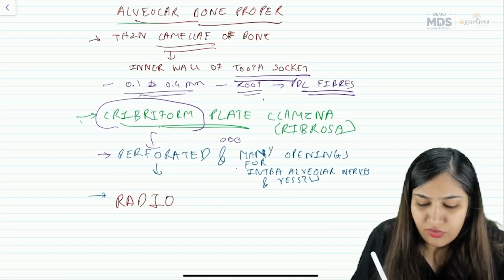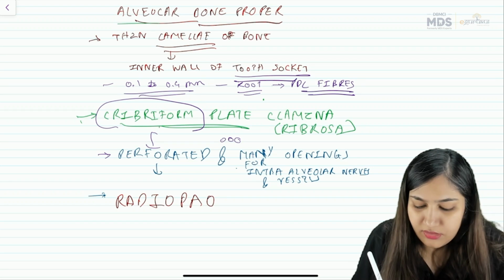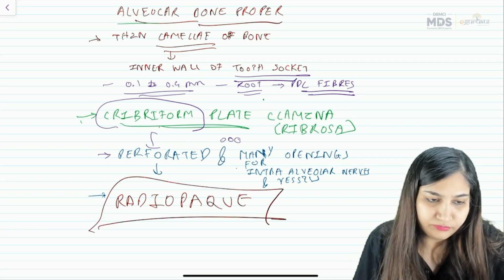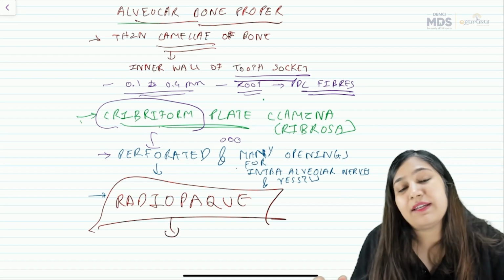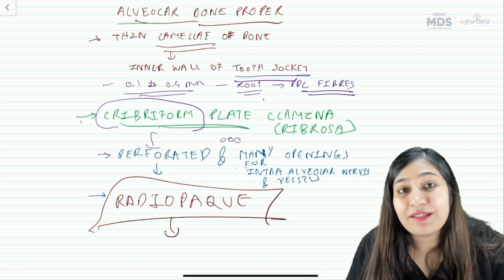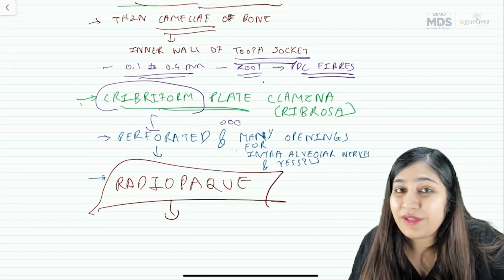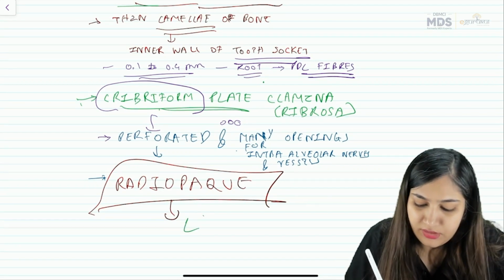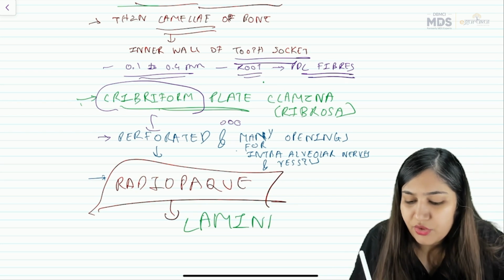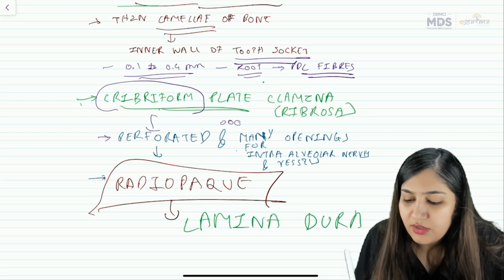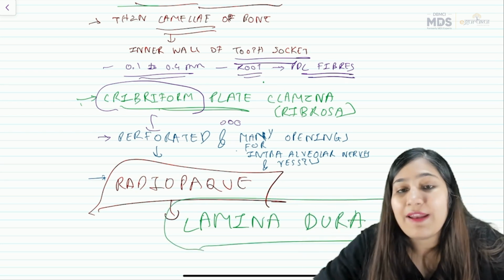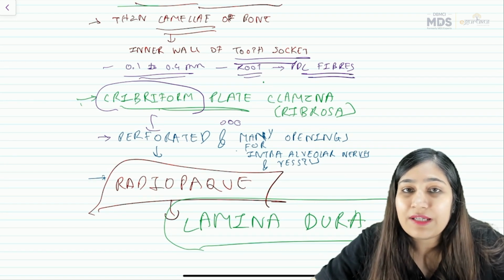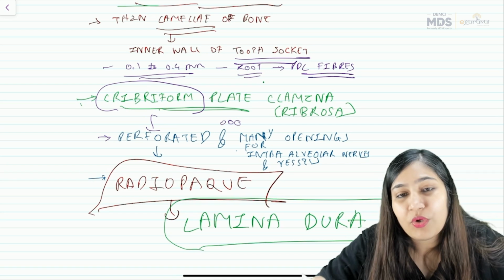So radiographically it is known as lamina dura. You can be asked, what is lamina dura? It is the radiographical name for alveolar bone proper. Radiographically, it appears radio opaque.